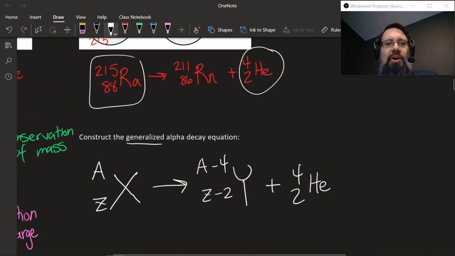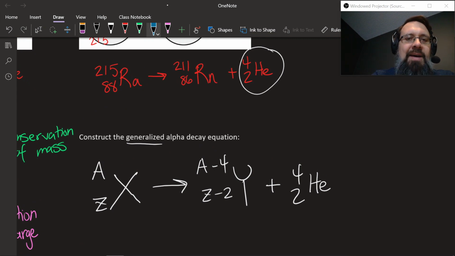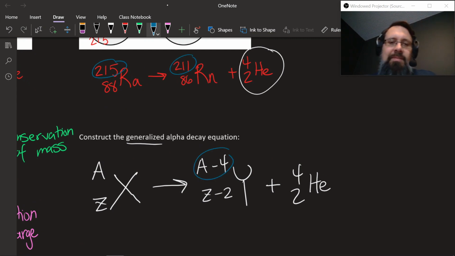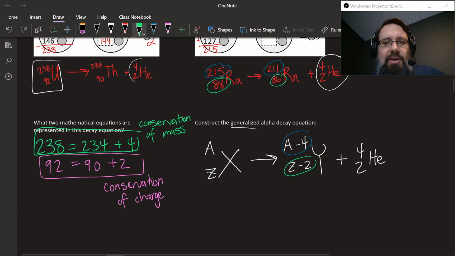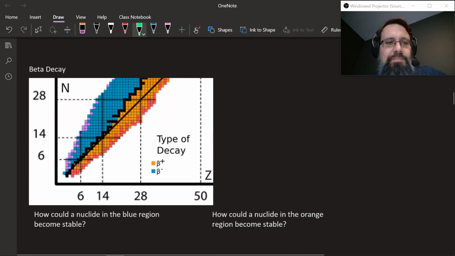And so you'll notice that if you want to find this number here, you just have to subtract 4 off that number. And if you want to find the number on the bottom, you just subtract 2 off of that number. And that's what we call a generalized decay equation.